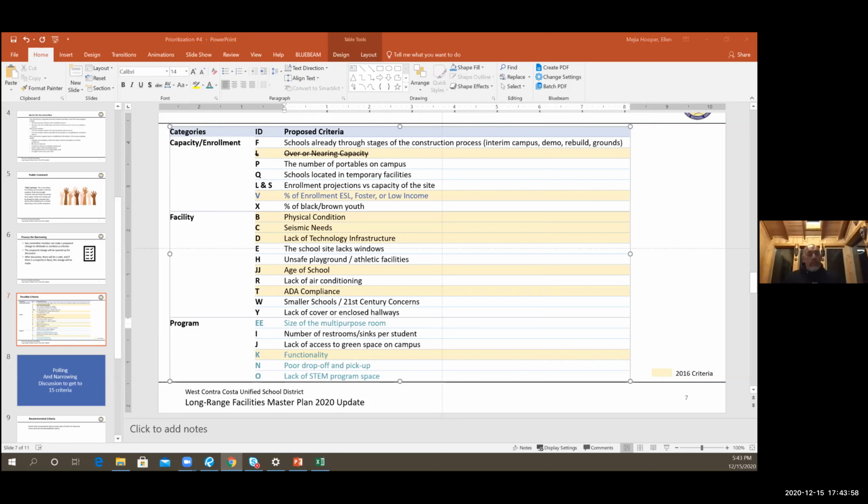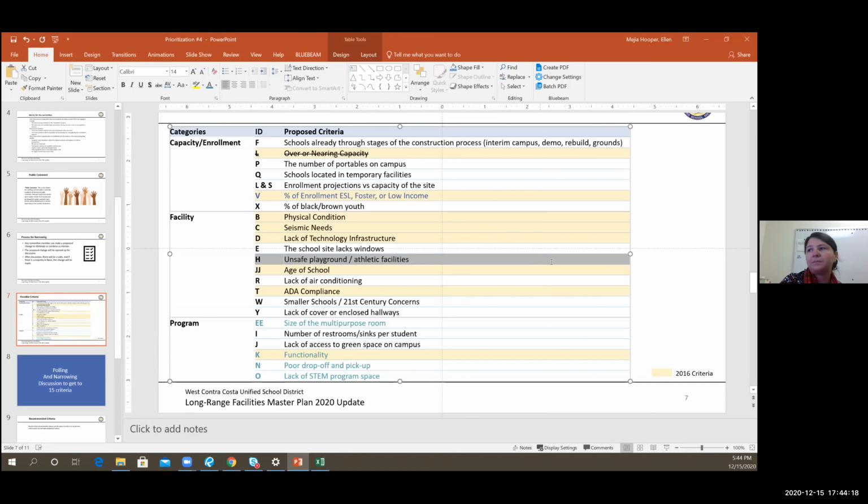Yes, I will do that. Okay, I have a quick question. Was the unsafe playground and athletic facilities part of that functionality? That was actually under the condition side. So this facility condition component did include the unsafe playground and athletic facilities component. Okay, so can we propose that we combine that at the same time if we're doing a couple of votes? We can do that. So we are going to take H and combine H with B, physical condition.